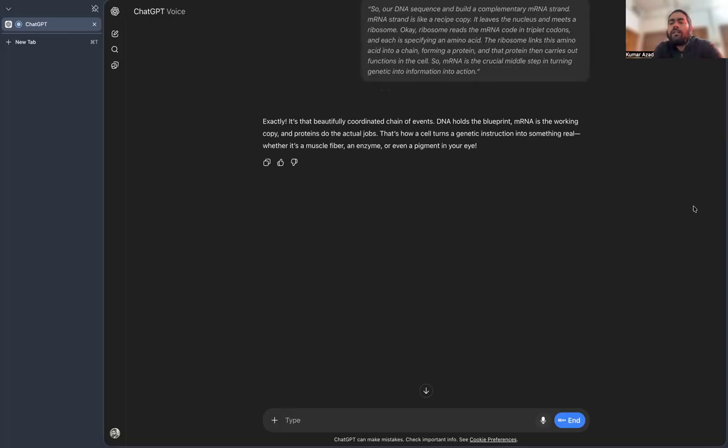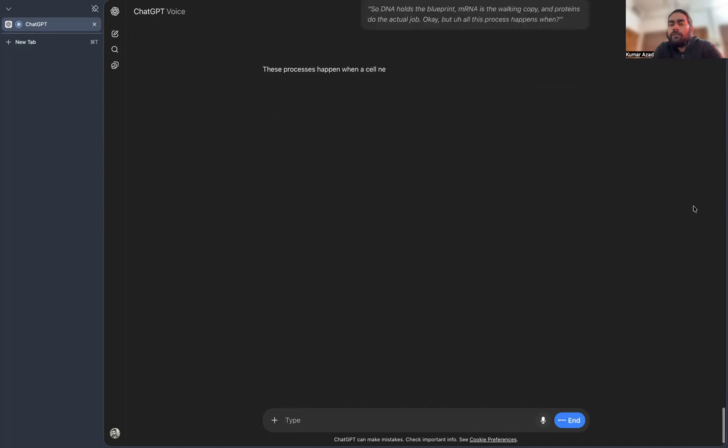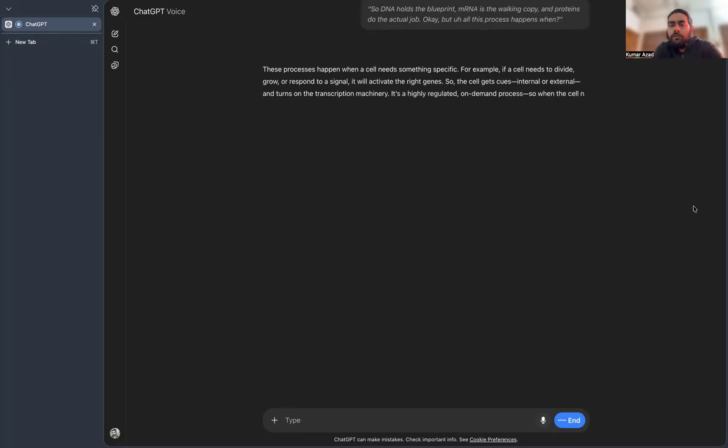Okay, but all this process happens when? These processes happen when a cell needs something specific. For example, if a cell needs to divide, grow, or respond to a signal, it will activate the right genes. So the cell gets cues, internal or external, and turns on the transcription machinery. It's a highly regulated on demand process. So when the cell needs action, it turns genes into proteins, right on time.